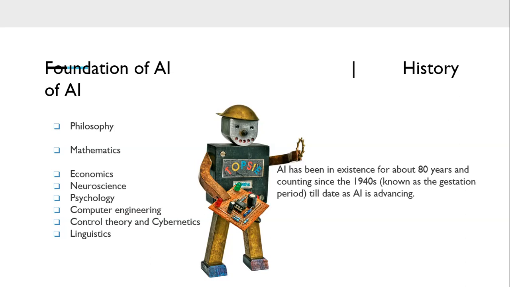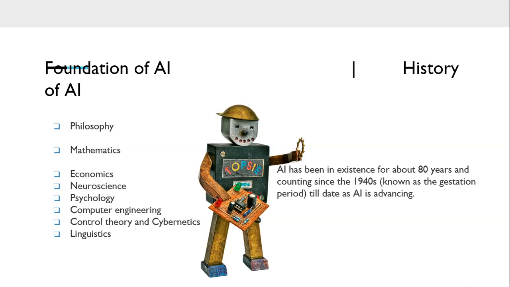We can see that the foundation of AI is built on philosophy, as in, can formal rules be used to draw valid conclusions? How does the mind arise from the physical brain? Then mathematics: what formula to use, how to derive, how to add. Economics: decision making, what to do, what not to do. And neuroscience, basically how the brain works and processes information.